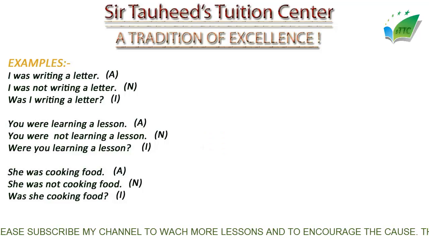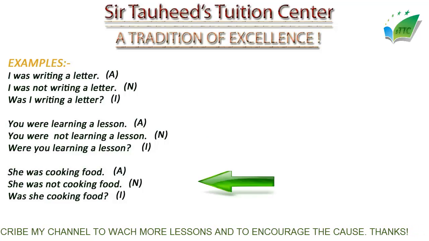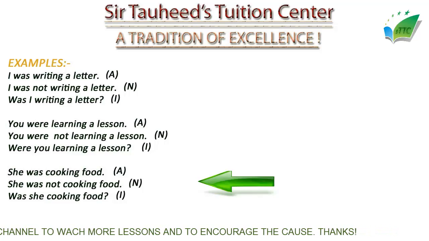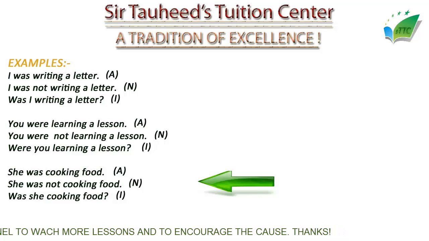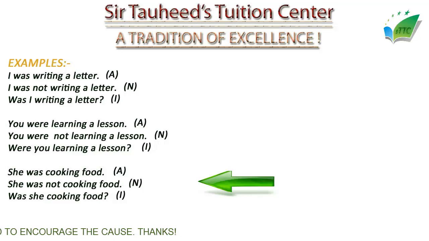The third example is she was cooking food. It means a girl was cooking something and this action was being done in the past. This is not continuing anymore, but this was happening in the past, so we could say this action by using past continuous tense. She was cooking food. Because she is third person singular, that's the reason we have used was as the helping verb.